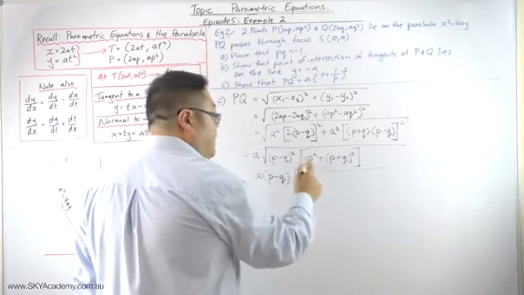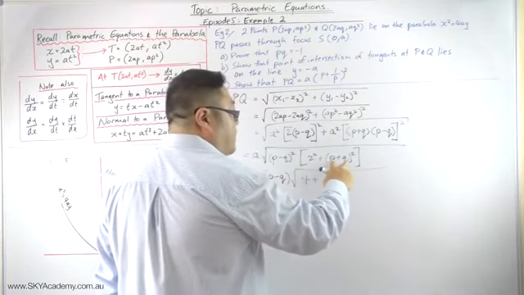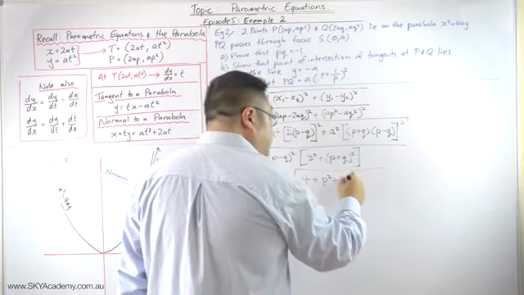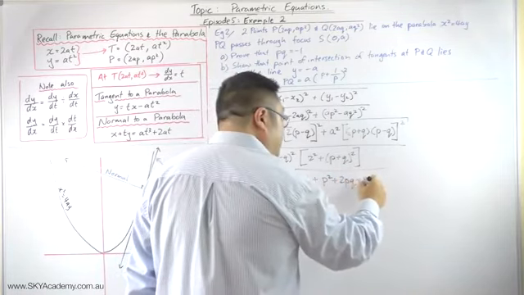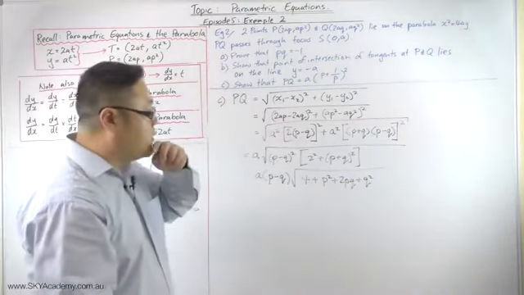Square that. 2 squared is 4, plus, let's square P plus Q. You're left with P squared plus 2PQ plus Q squared. Got that? All right.